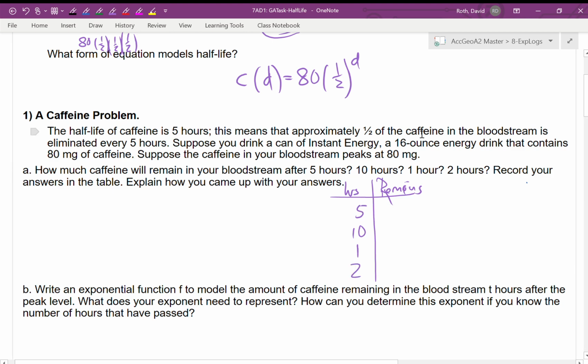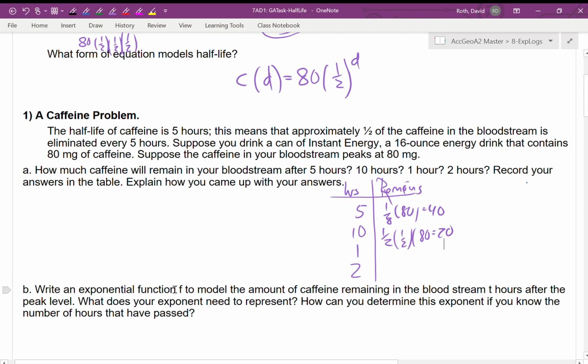So 5 hours is 1 half-life. Well, that's half of the 80, which is 40. This is half of the half. This is 2 half-lives, so half of the 40, which is 20. And now it's like, well, what am I going to do for 1 hour? How many half-lives is 1 hour? And I have to think about this. And what it ends up being, I don't have room to write this down here.